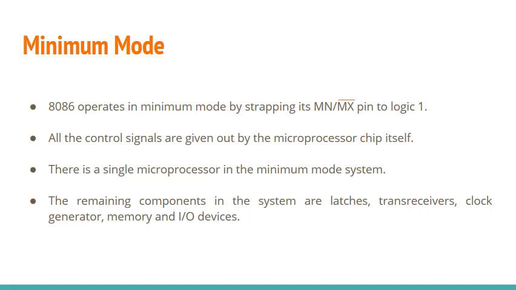Now let's look in detail at the minimum mode operation of 8086. The 8086 microprocessor will operate in its minimum mode by strapping its MN/MX bar pin to a logic 1. That is, whenever this pin is set to a logic 1, it will be the minimum mode configuration or a single processor mode. Here all the control signals are given out by the processor itself. There will only be a single processor in the minimum mode system, and all the other remaining components in the system include the latches, the transceivers, clock generator, memory and I/O devices.